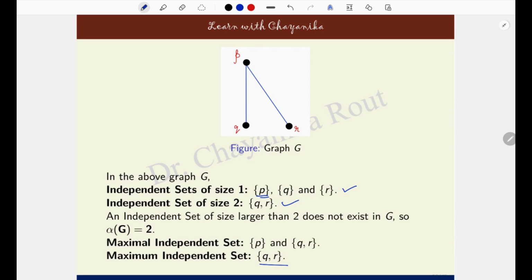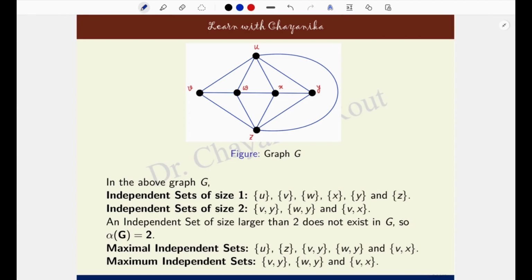And QR being maximum is also maximal. So we have 2 maximal independent sets. Now the maximum independent set determines alpha G, that is the independence number. So here it is 2, the cardinality of the maximum independent set. Next we move to this example.